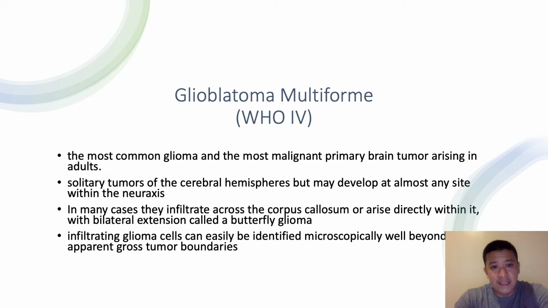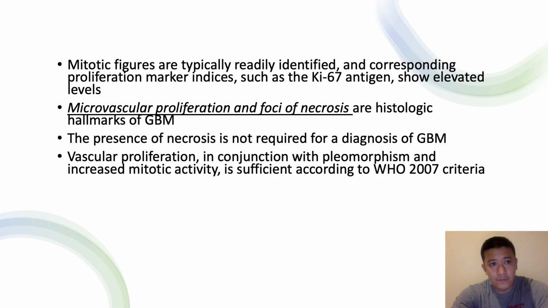Infiltrating glioma cells can be easily identified microscopically well beyond the apparent gross tumor boundaries. Mitotic figures are typically readily identified, and corresponding proliferation marker indices such as Ki67 antigen will show elevated levels. Microvascular proliferation and foci of necrosis are histologic hallmarks of GBM. The presence of necrosis is not required for a diagnosis of GBM, but according to the WHO 2007 criteria, vascular proliferation in conjunction with pleomorphism and increased mitotic activity will be sufficient to diagnose GBM.